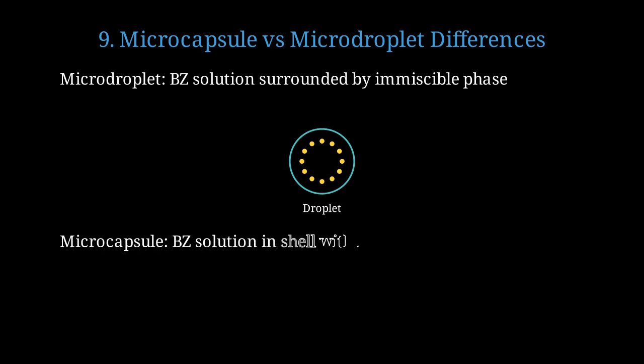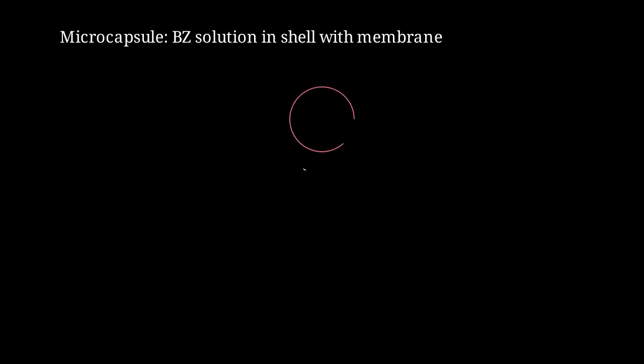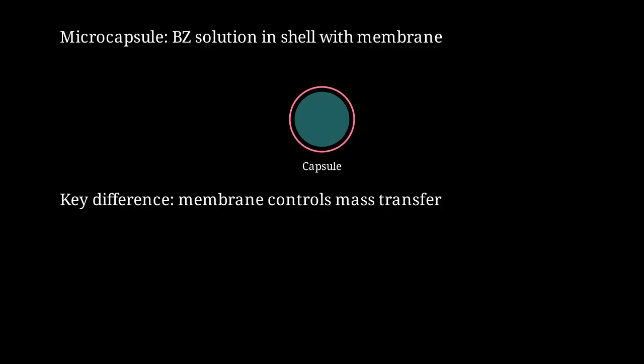A microcapsule has a polymer or lipid membrane shell surrounding the BZ solution. The membrane provides a physical barrier with selective permeability. The key difference is that the membrane controls mass transfer, affecting reactant replenishment. Microcapsules can often sustain oscillations longer because the membrane prevents reactant loss.